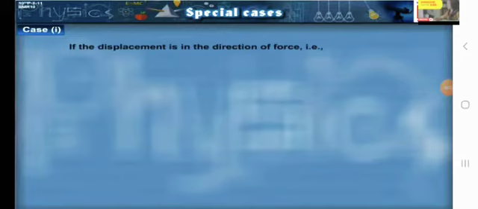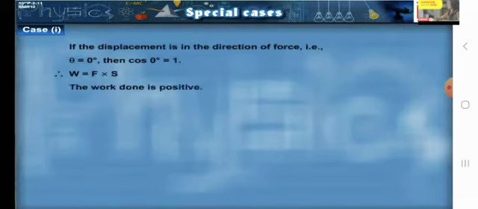Case first: if the displacement is in the direction of force, that is θ = 0°, then cos θ = 1. W = F × S. The work done is positive.